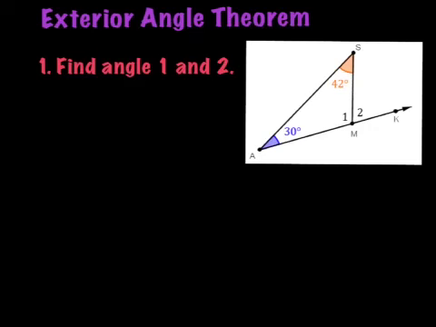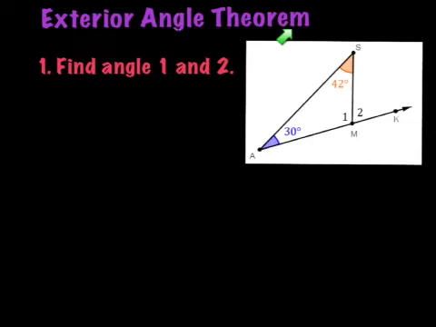Okay, problem 1. Make sure you put your title, exterior angle theorem, and we have to find angle 1 and angle 2. Now, I know you can probably just use the fact that all three of these angles have to add to 180, so you can get angle 1, and then you see this linear pair, that'll help you get angle 2. But let's use the exterior angle theorem instead.